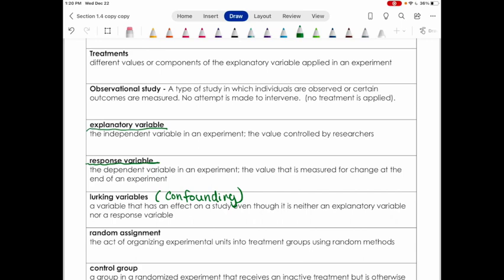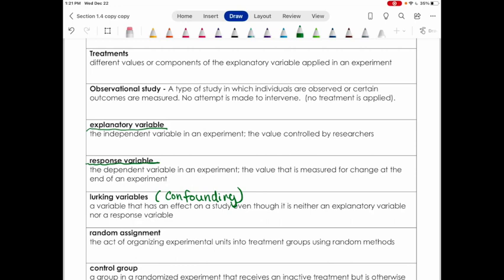An example of a lurking or confounding variable, and I found this actually in a book, and I thought it was kind of a cute example that gives a really good explanation of a lurking variable. If you have a researcher doing research and they find that ice cream sales increase when shark attacks increase, that doesn't mean that ice cream sales is causing more shark attacks. That doesn't make any sense. But why would one go up and the other one go up consistently? That's the question, and this is where the lurking variable comes in.